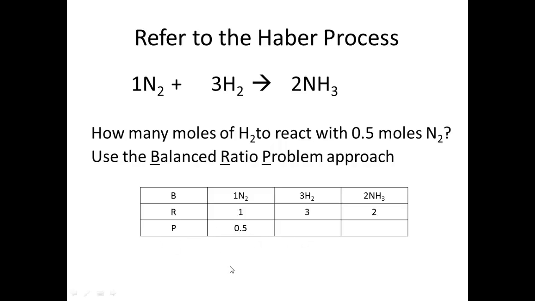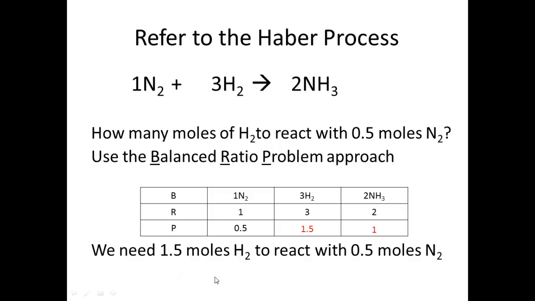So we have 0.5 moles of nitrogen, and then we want to make sure everything's in the same ratio. So we have 1 to 3 to 2 is the same as 0.5 to 1.5 to 1. So we can answer and say, okay, I need 1.5 moles of hydrogen to react with 0.5 moles of nitrogen.